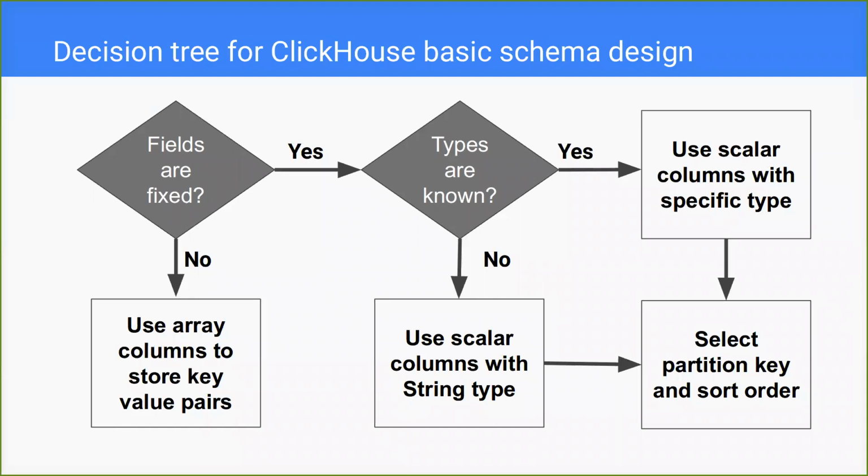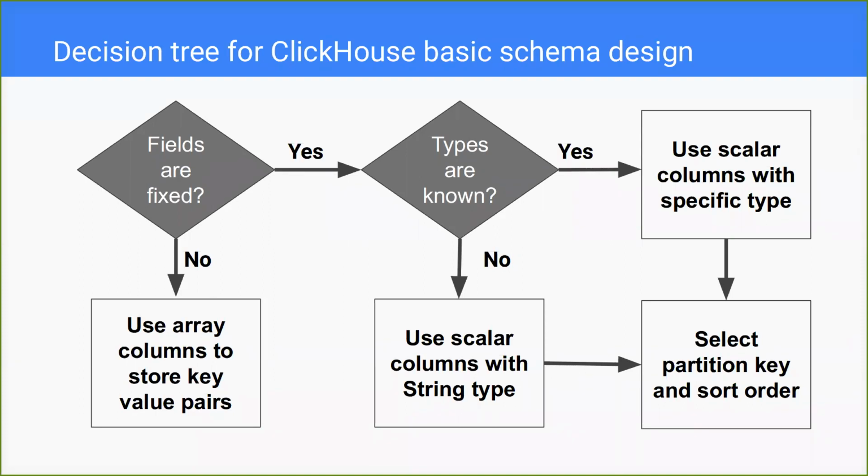And then finally, if the answer is yes, and you do know more about the data set, let's say that it came from MySQL and you actually know what the data types are, then you can define a table with scalar columns with a specific type. So rather than a string, you make it a 1-byte integer or something like that. So that gives you your column definitions.